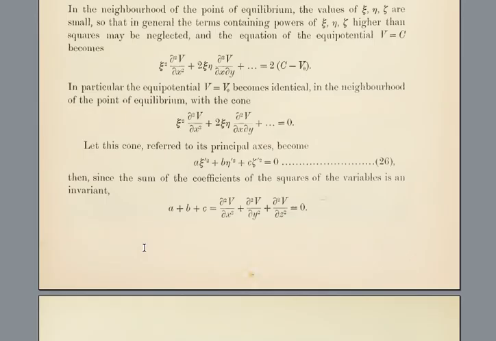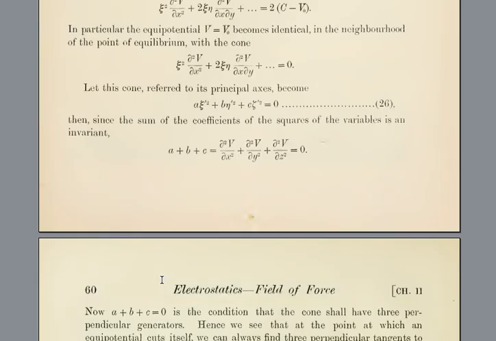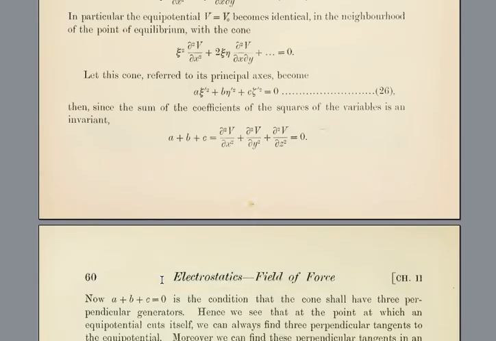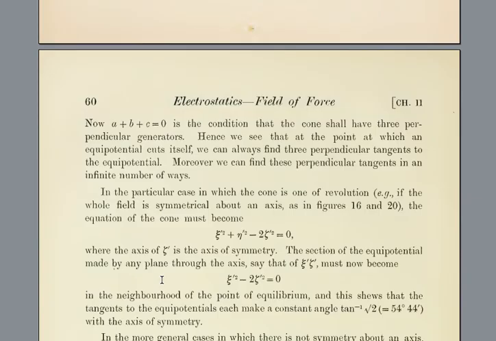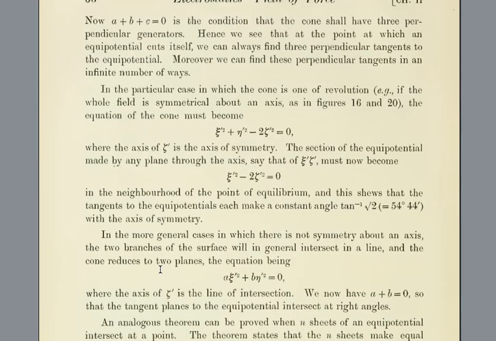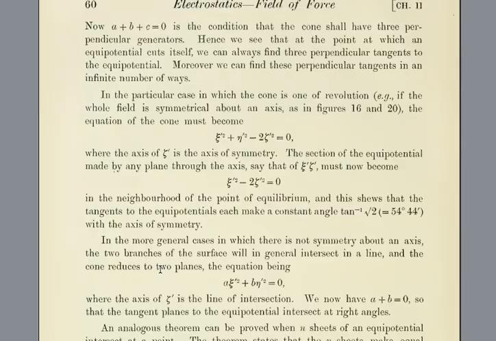Then, since the sum of the coefficients of the squares of the variables is an invariant, a plus b plus c equals 0 is the condition that the cone shall have 3 perpendicular generators. Hence, we see that at the point at which an equipotential cuts itself, we can always find 3 perpendicular tangents to the equipotential. Moreover, we can find these perpendicular tangents in an infinite number of ways.